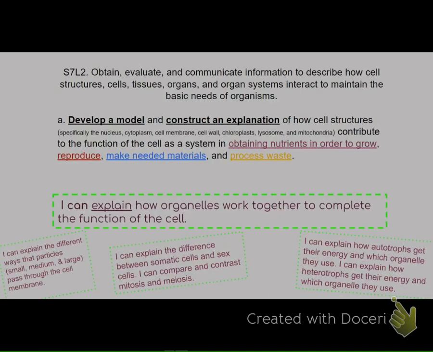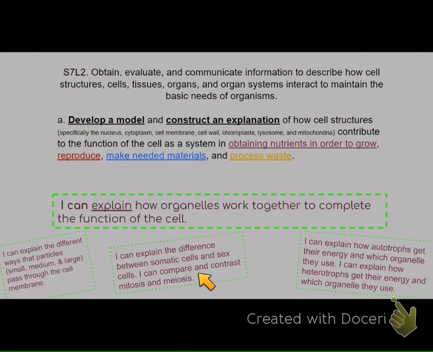The standard that we talked about yesterday was this standard right here. It says, I can explain the different ways that particles, whether they're small, medium, or large, and last week we talked about tiny, medium, or large, pass through the cell membrane. So I can explain how those things pass through the cell membrane.